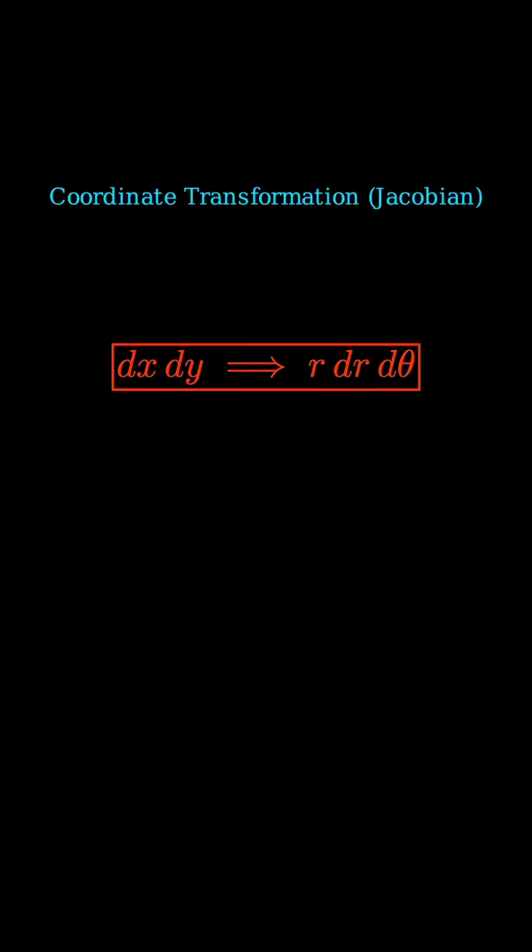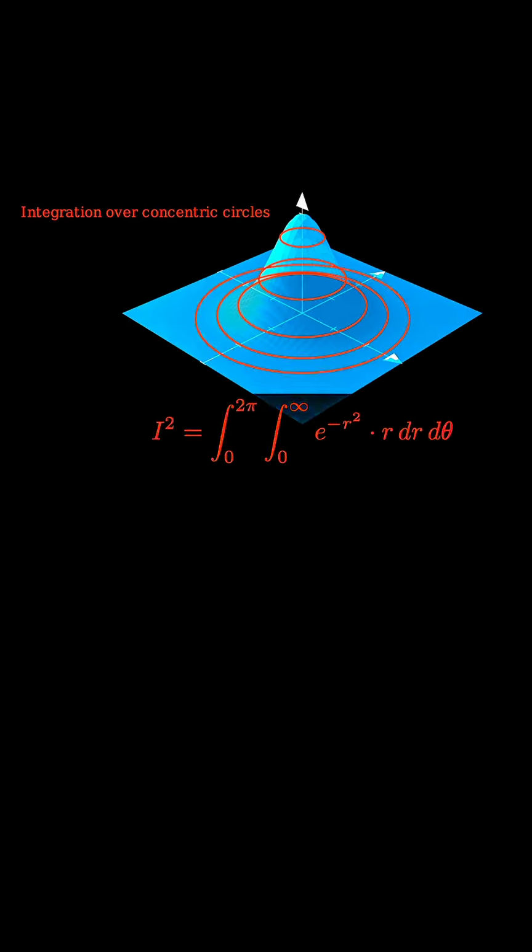Now let's visualize what this means. Instead of integrating over a rectangular grid, we are integrating over concentric circles. The extra r factor represents the growing circumference of these circles as the radius increases. This geometric insight is what turns an impossible integral into a solvable one.